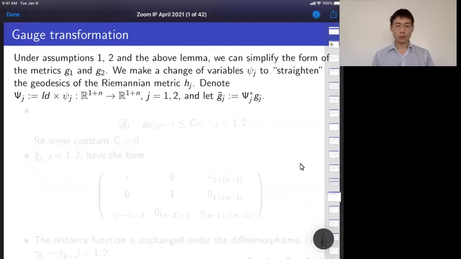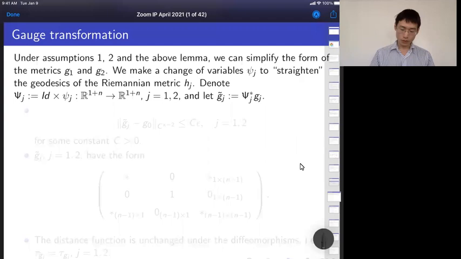So under these assumptions 1, 2, as I said before, especially for condition 1, this mixed part, this omega, will have its first component equal to 0 under some global coordinates. And with these assumptions and this lemma on the determination of the scattering relation, we can simplify the expression of the metrics G1 and G2.